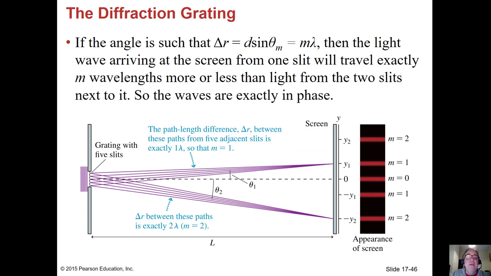Okay? Good, so the same idea, a difference in the path length, so delta R is m times the wavelength, just like we did before. And when you go through the derivation, you can see that this path length difference has to be d sine of theta. Okay, so similar idea, just more slits than just two.